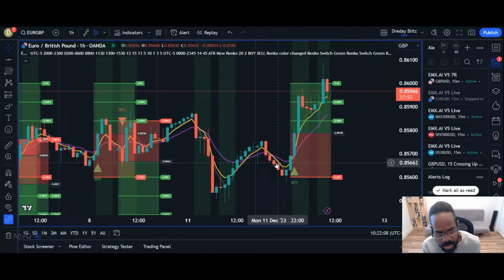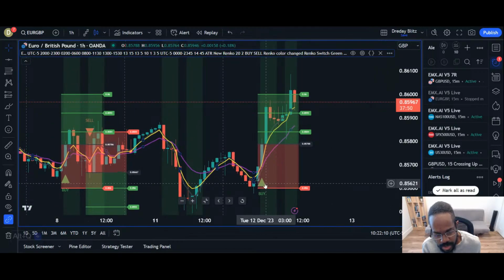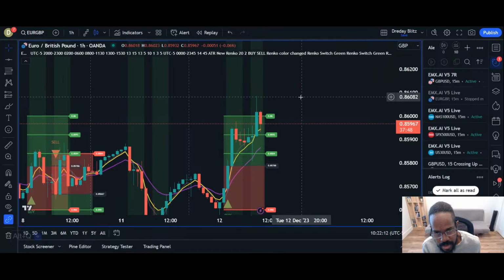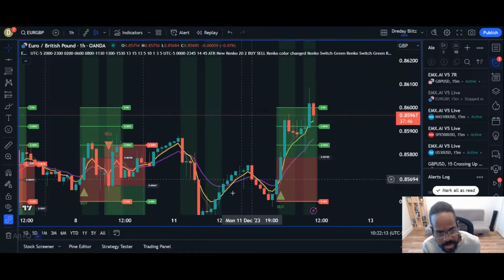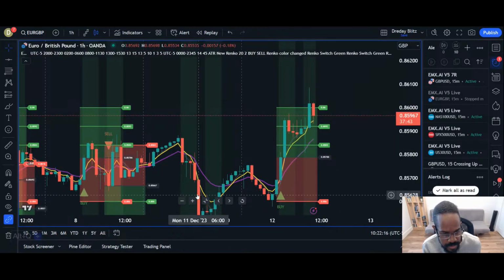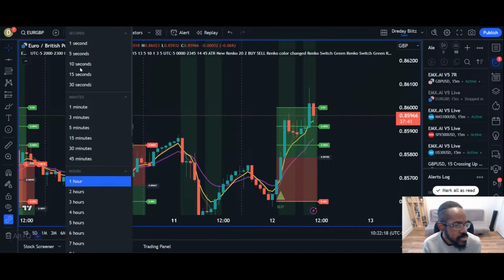Yeah, if you took that 1 hour candle, 1 hour trade, you'll be in profit. So that's perfect. Let me check. Okay, so GBP was 22,047. All right. And what was the euro?